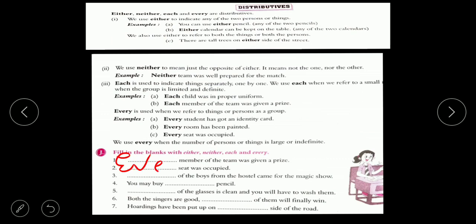Second one I am saying every. Third one, dash of the boys from the hostel came for the magic show. Then third one is neither. Neither of the boys from the hostel came for the magic show. Fourth one, you may buy either pencil. Fifth one, neither of the glasses is clean and you will have to wash them. Okay. Then fifth one is neither.